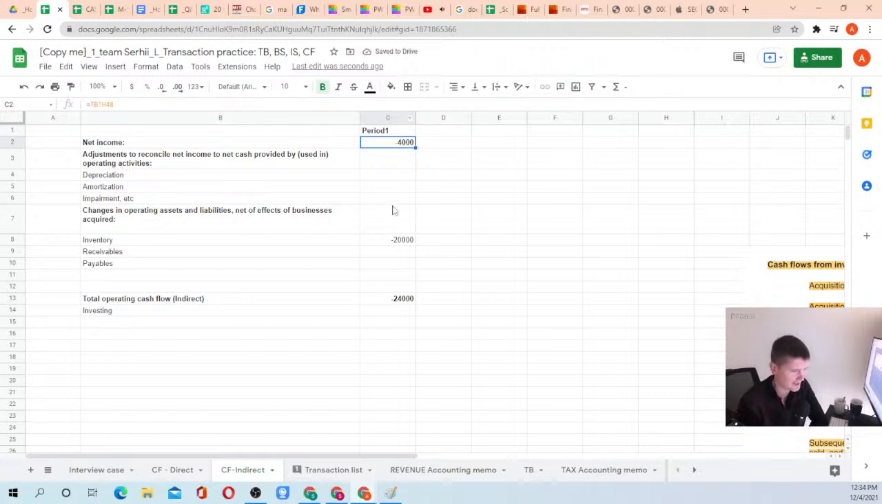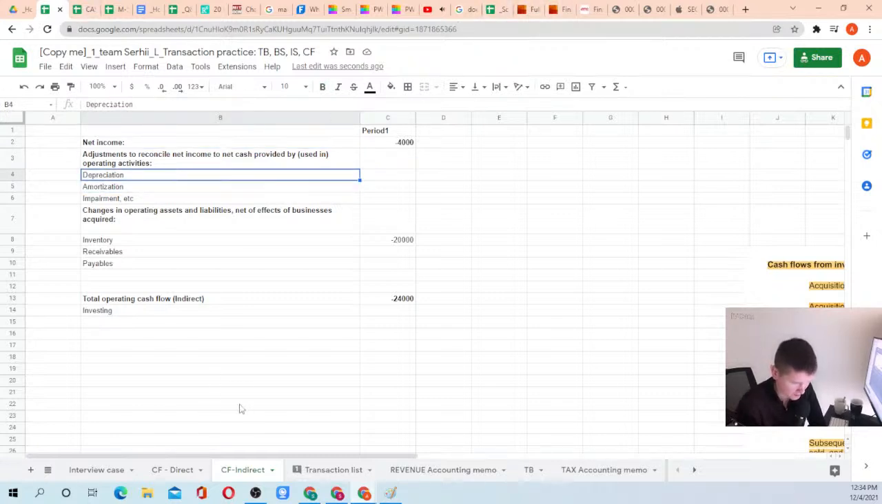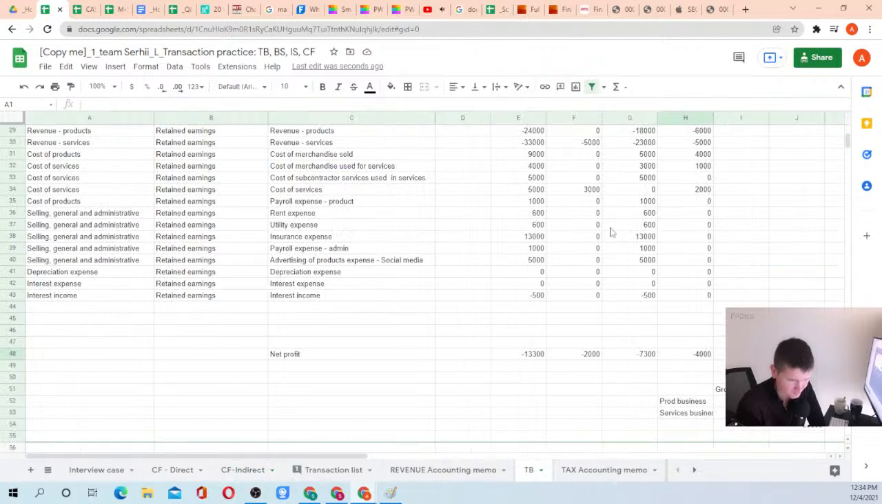And I will do that manually, but on a bigger scale we will have to do formulas for that too. Now we need to figure out if we had any non-cash activities like depreciation in the period which we want to adjust in our net income. If we have anything sitting in our net income that we want to adjust. So let's go take a look at the trial balance.